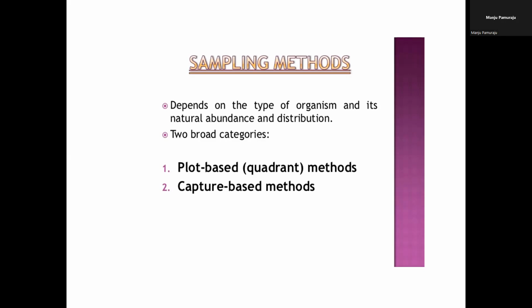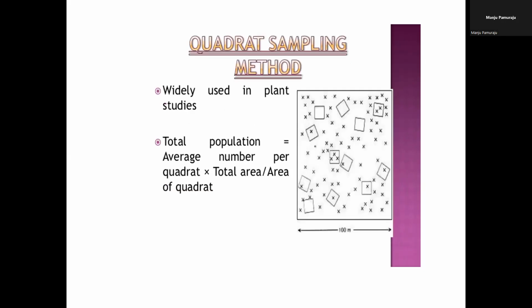It is used for small plant species that we cannot easily count in a particular area. Another method is the capture based method. The quadrat sampling method is widely used in plant studies. Total population equals the average number per quadrat times the total area divided by the area of a quadrat. Here, for example, one area of 100 meters is taken and we are taking the plots, 1, 2, 3 up to 12, so 12 quadrats are taken.